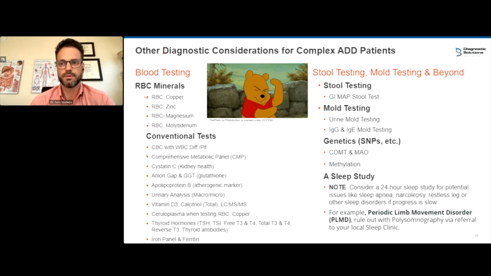I did talk about red blood cell minerals, so copper, zinc, magnesium, molybdenum. There are cofactors listed on a test for those. So you'd want to look at those minerals, iron panel, CBC, your kind of conventional tests. You can look at anion gap and GGT for glutathione, and we also show you glutathione in the organic acid test. So all this is listed here, and if you do order red blood cell copper, you usually want to test ceruloplasmin as well, the protein for iron transport, and then your complete thyroid panel.